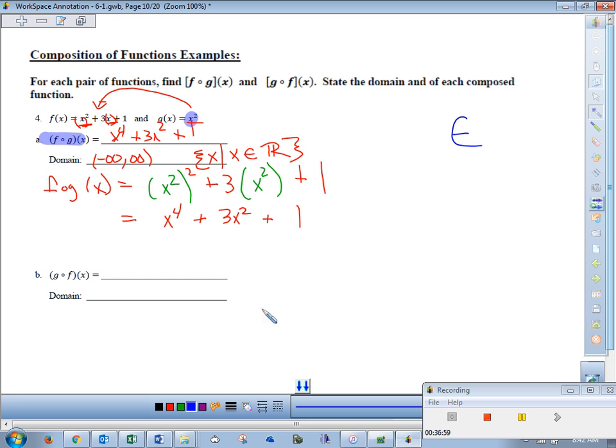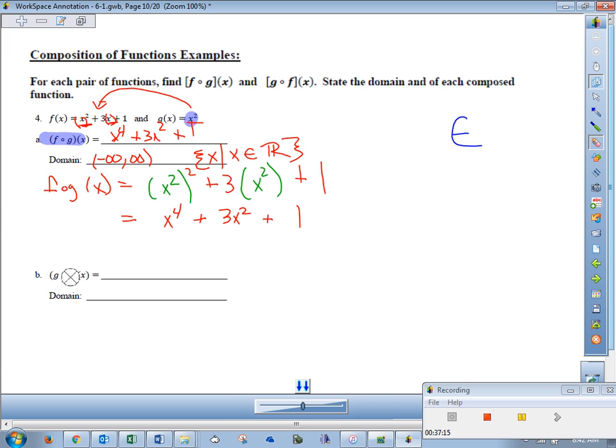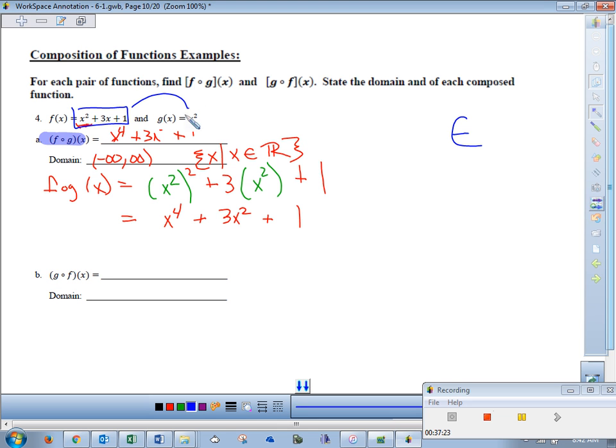Do g of f of x for me. G of f of x. Who goes into who? Does g go into f or does f go into g? F goes into g. Thanks for answering. So this goes into that. So g of f of x equals x squared plus 3x plus 1, and that's got to get squared.